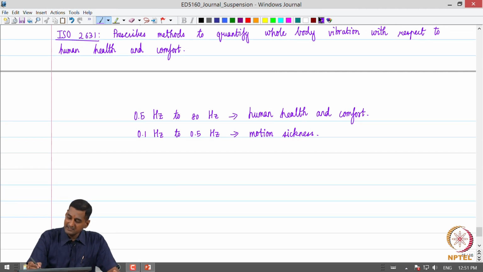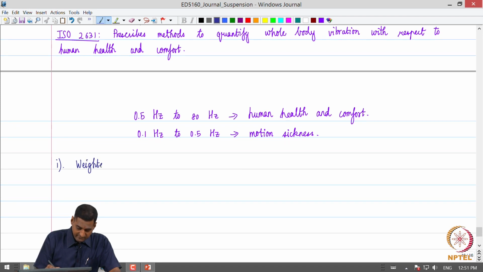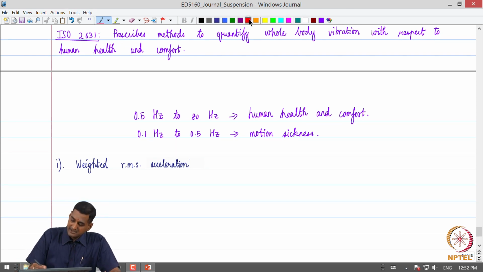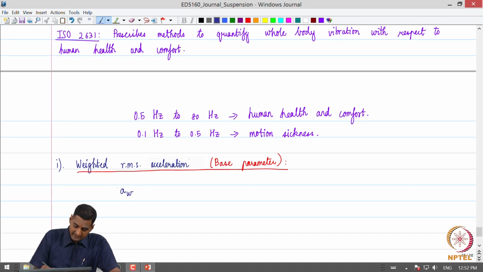So, let me quickly list 3 parameters which are used to quantify this. The base parameter is the weighted root mean square acceleration level. So, what is the acceleration level felt by the driver or the occupant of a vehicle, right. So, this is the base parameter to evaluate comfort levels, right. So, this weighted RMS acceleration level is given by this formula.